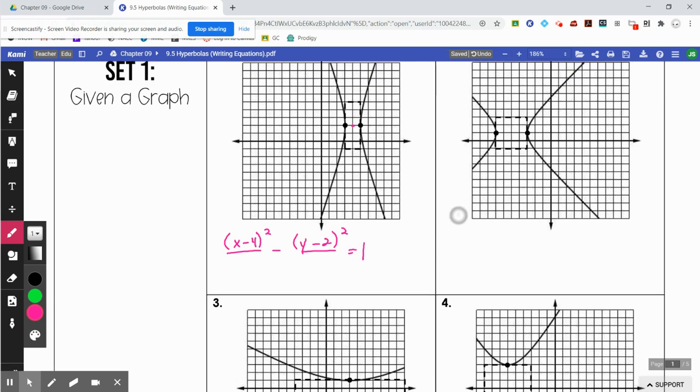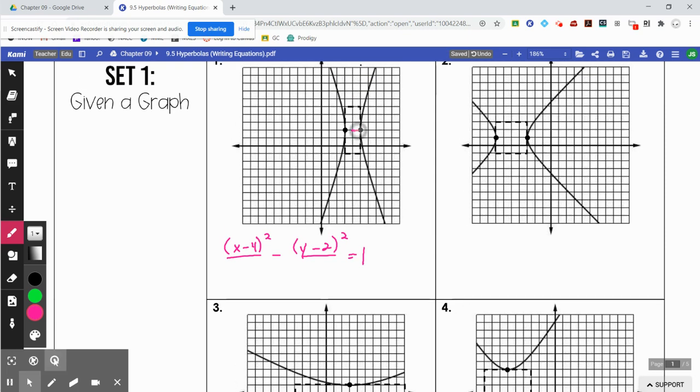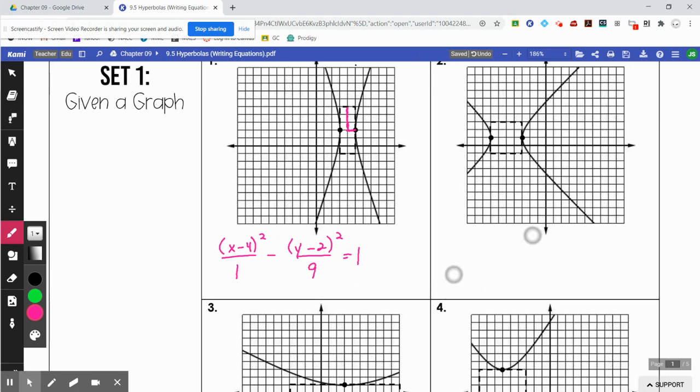And really now all you need is a, which is the distance to your vertex. Here your a value is going to be 1. So therefore here you have 1 squared. And then b is going to be the distance to your covertex, which is 3. So therefore your b squared is going to be 9. And that's it. Let's try another one.